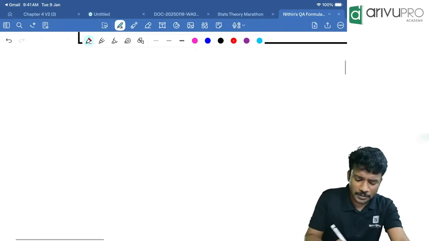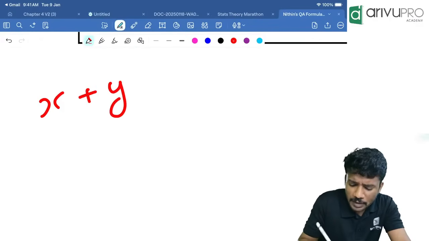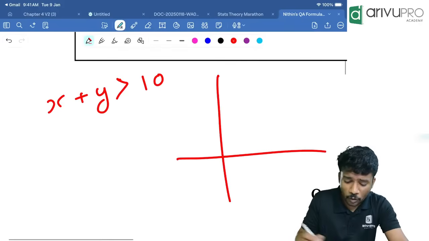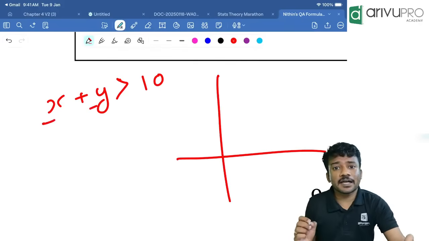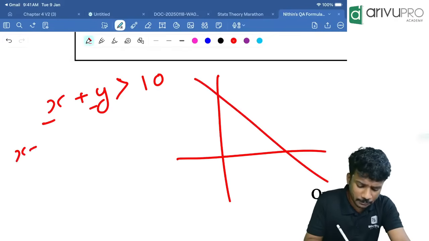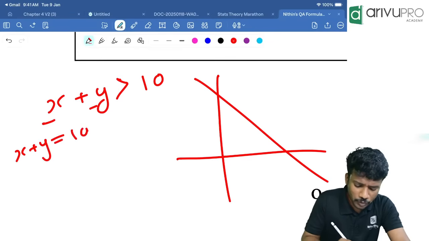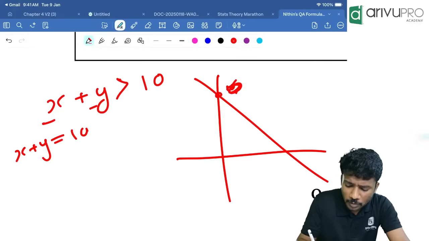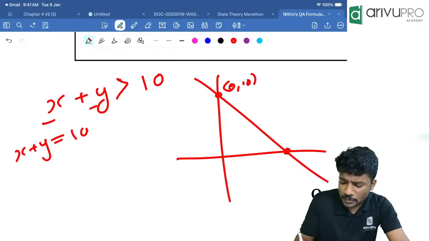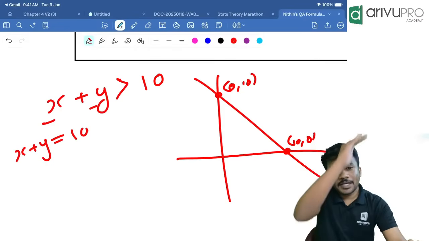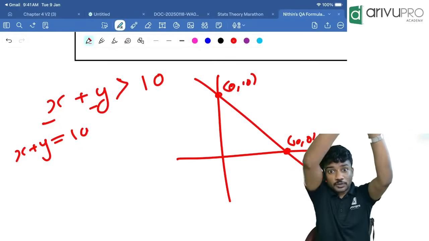People, I told you always, let it be x plus y greater than 10. How will the graph look like? Automatically, if the signs of x and y are the same, the graph will always be like this. I am just randomly taking x plus y is equal to 10. Put x is equal to 0, that means y will be equal to 10, so 0 comma 10 will be there. If y is equal to 0, then x will be 10, so 10 comma 0. So if the signs of x and y are the same, it will be a graph going from upper left to lower right.